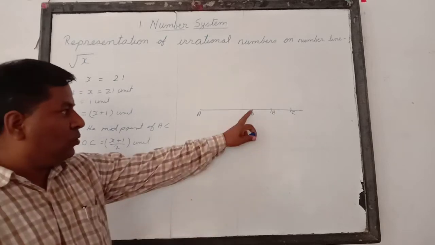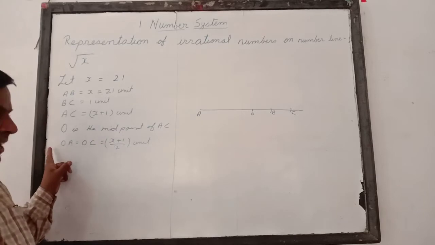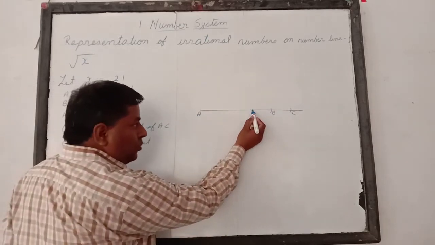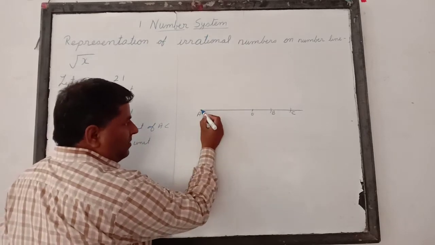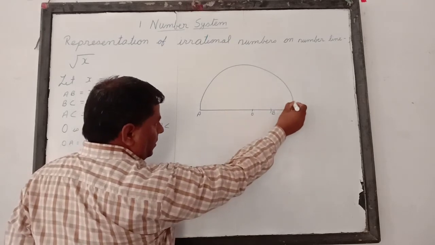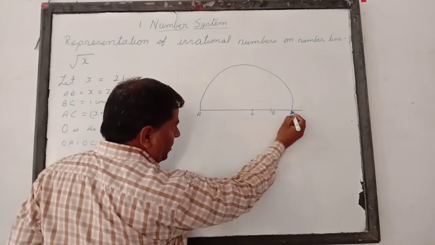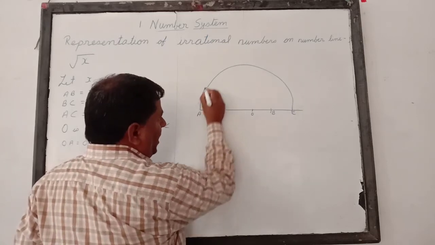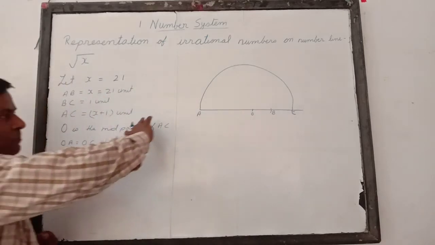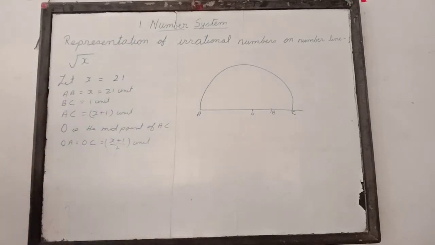By taking O as center and OA as radius, with the help of a compass, you have to draw a semicircle. This semicircle must start from A and touch point C. So now we have drawn a semicircle. This is the next step.